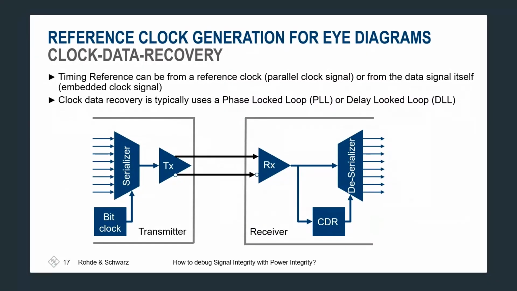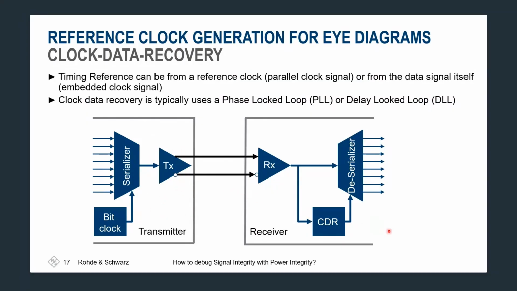For proper eye diagram generation, we need a reference clock signal, which is somehow synchronized to the data signal itself. Here you can see a basic block diagram for a typical high-speed serial link, such as PCI Express or USB, for example. At the transmitter side, we serialize parallel input data and then add a bit clock into it. The timing reference, meaning the bit clock, can be a separate reference signal or embedded into the serial data stream itself at the transmitter side.